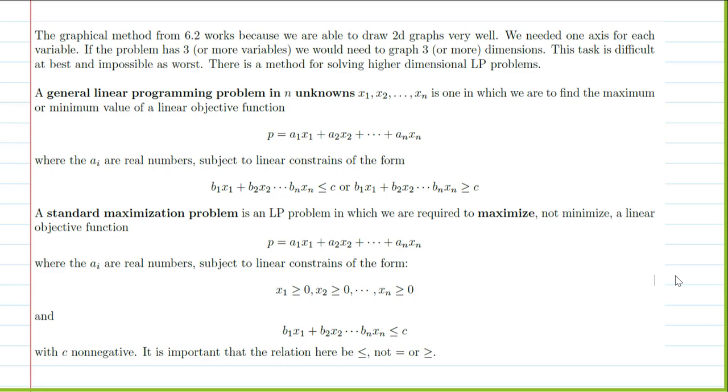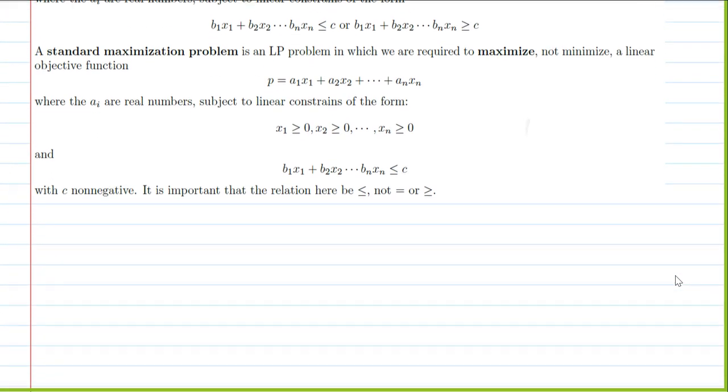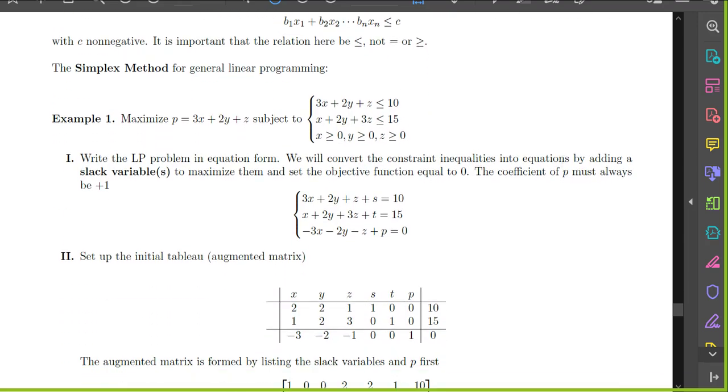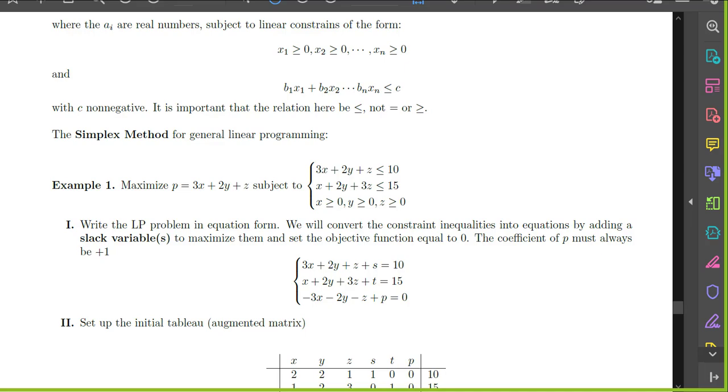The standard maximization problem is a special case of this that we're going to focus on in this section. So our objective function stays the same, but we are going to require that all of our variables be positive. So similar to what happened in the previous example, you can't have negative sunglasses or negative hats. And our constraint inequality is always going to be a less than or equal to. So it can't be an equal to, and it can't be a greater than or equal to. So we're going to study this subset in this section. The method that we are going to talk about is a matrix method called the Simplex Method.